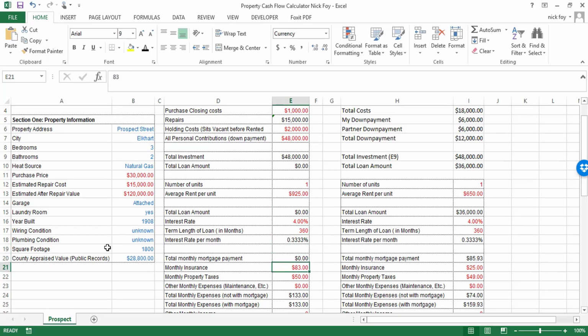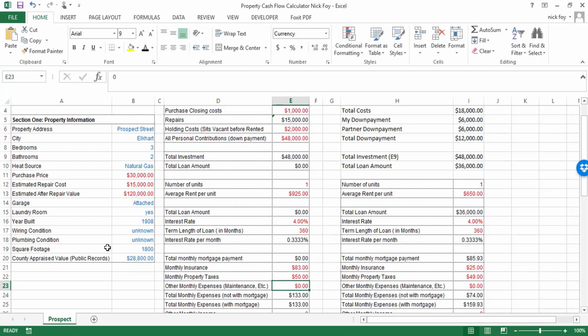Monthly insurance, we paid about $1,000 a year for property insurance, and that works out to about $83 a month. Taxes, we paid about $600 a year, so that works out to about $50 a month. Again, these are just rough estimates of everything. I'm not getting into the fine exact numbers because you're not going to know those a lot of times when you're first starting out analyzing a property quickly.